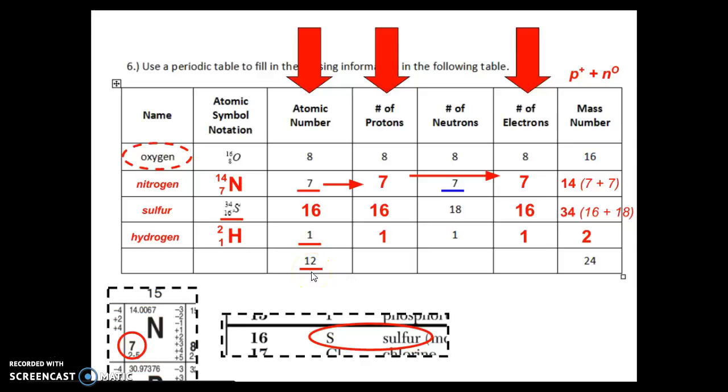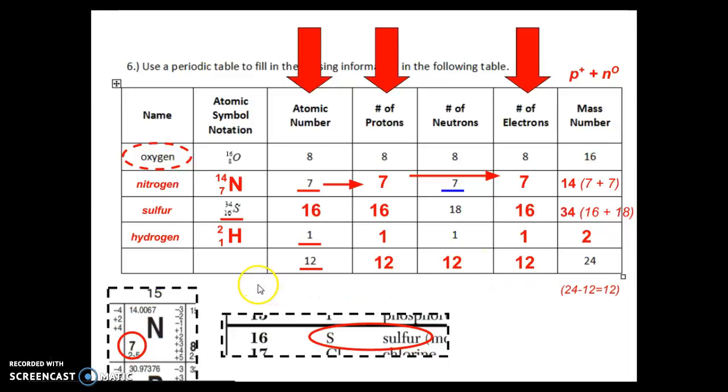Finally, let's do this last one. It's got an atomic number of 12. That immediately tells us that it has 12 protons. That's by definition. We know that protons and electrons have to balance out. 12 positives have to balance out 12 negatives. Then we can figure out that since our mass number is 24 and there are 12 protons, well, 24 minus 12 means there must be 12 neutrons.